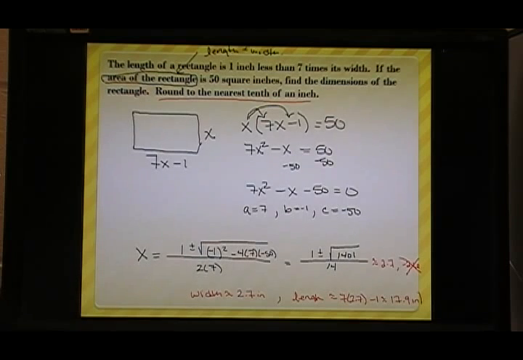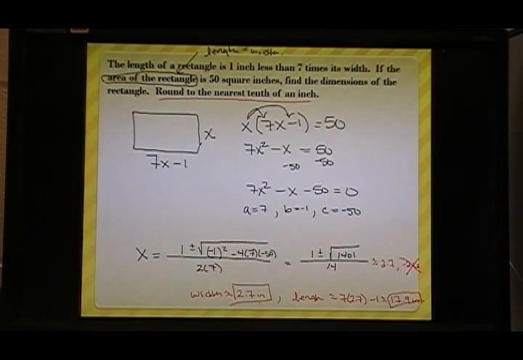17.9. Okay, and depending on the book you're working with, this is really not ideal that you would take a rounded solution to then find another. You would really want to take this exact value, do 7 times that minus 1. But the book that we're working with does have us take this rounded value and find the length. So it's not my preference, but that's what we're working with, so that's what I'll tell you. So the length is about 17.9 and the width is 2.7.